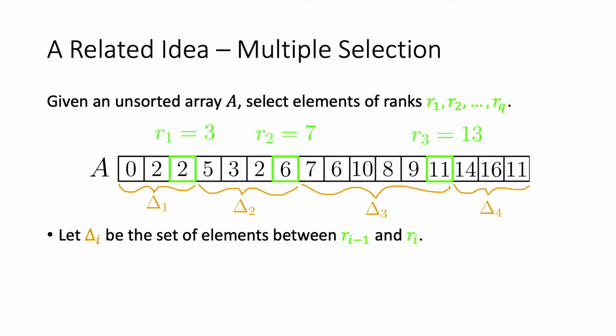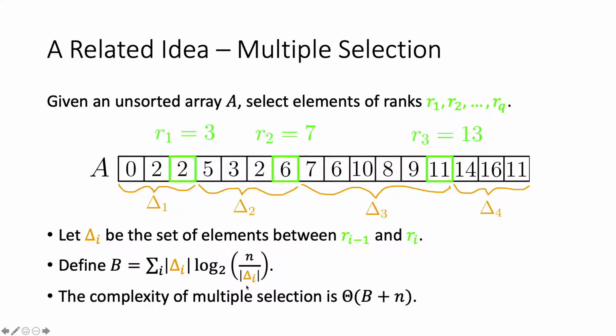We define delta I to be the set of elements between consecutive ranks. We see here we need to find, for each element, which of the delta I it falls into. Then we can define B to be the sum of the cardinalities of delta I times the binary logarithm of n over the cardinality of delta I. And if we do so, then the complexity of multiple selection is theta of B plus n, so there's both a lower bound and a matching upper bound.